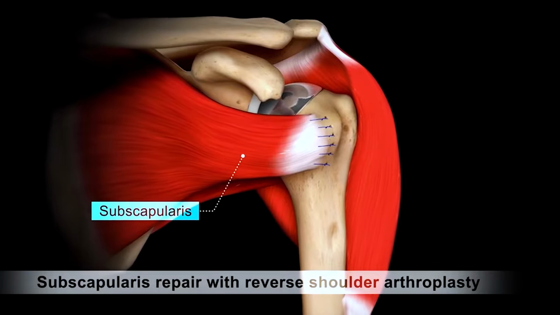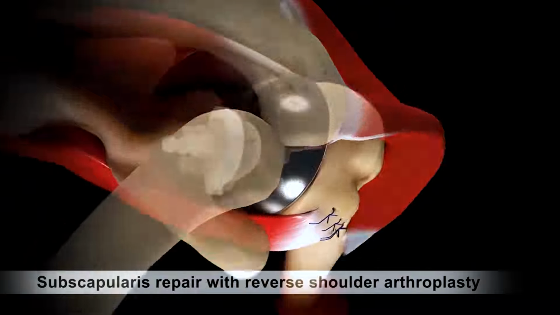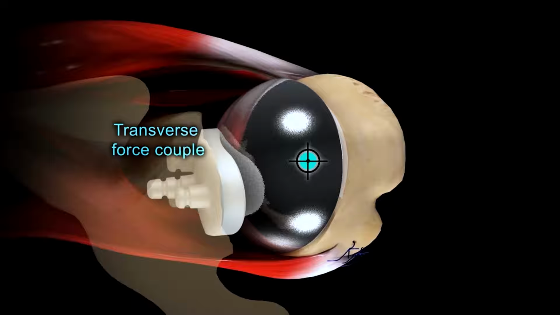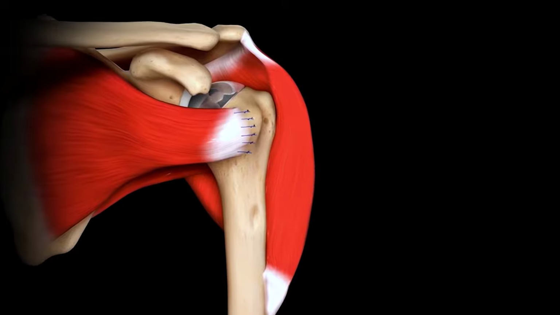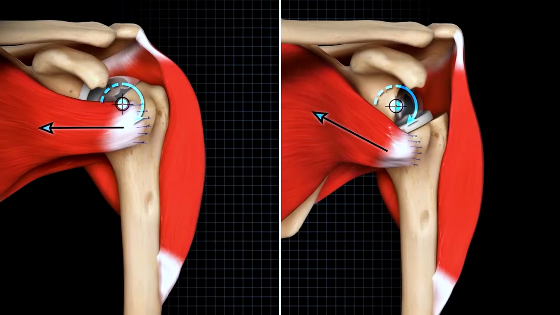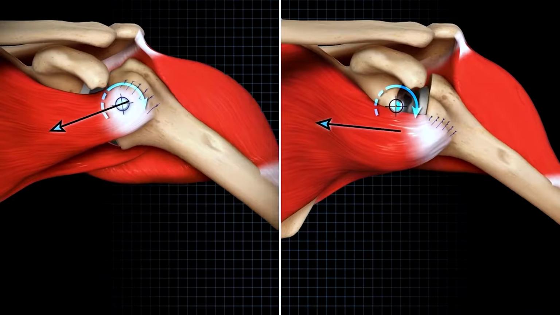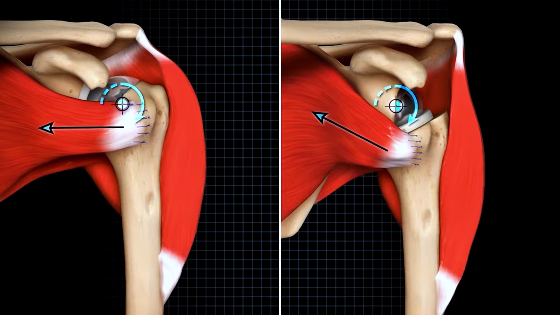Repair of the subscapularis with anatomic shoulder arthroplasty is critical. Restoring the transverse force couple created by the subscapularis and posterior rotator cuff is essential for stability. However, the combined force generated by these opposing muscles increases the joint reaction force. With reverse shoulder arthroplasty, as the subscapularis functions as an adductor, its line of action opposes the deltoid, requiring the deltoid to work more for a given motion when the subscapularis is repaired.